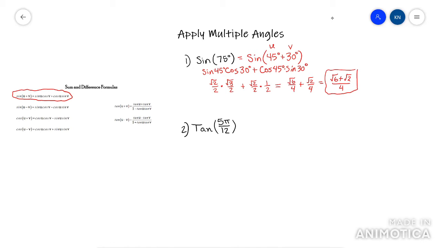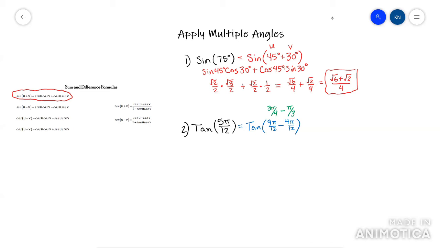All right, this next one, tan 5 pi over 12. You could do this as an angle plus an angle, but I'm going to show you that it doesn't matter. You can do it as an angle minus an angle. So what if I did tan 9 pi over 12 minus 4 pi over 12? I'm going to reduce these fractions. 9 pi over 12 is 3 pi over 4, and 4 pi over 12 is pi over 3. So these are probably looking a little more familiar to you.